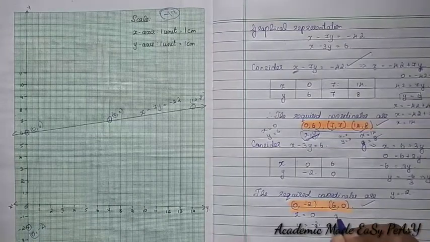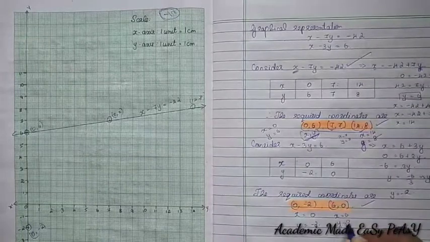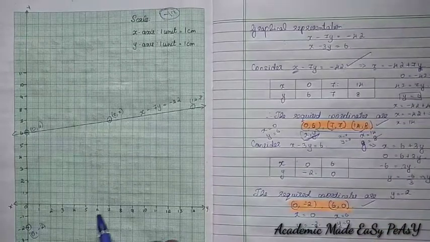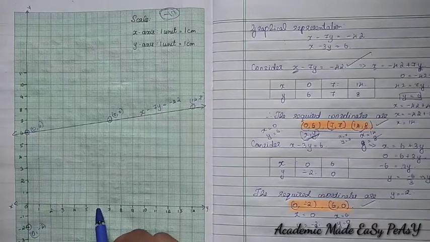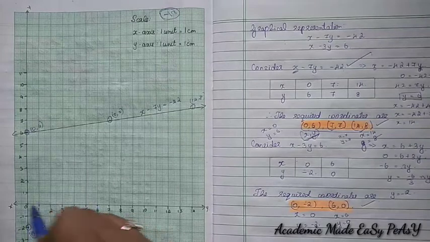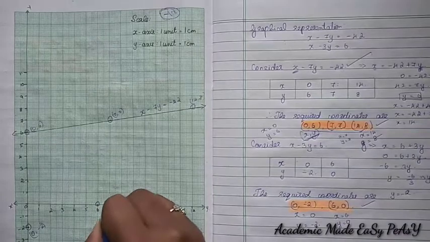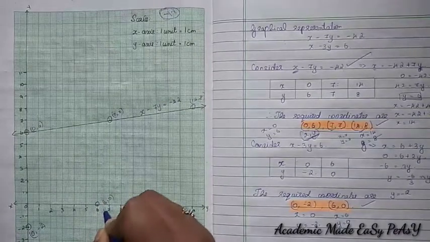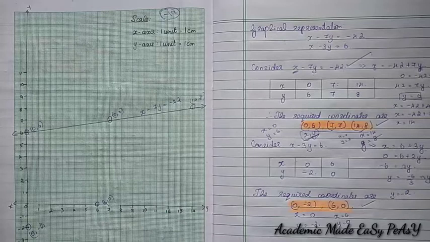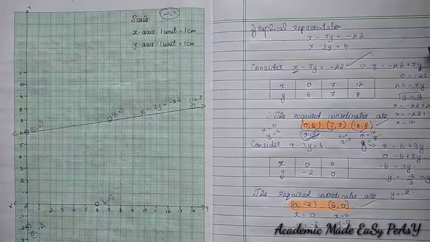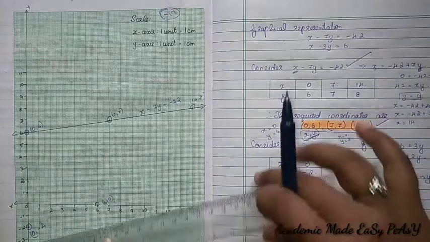This is one point, and next here it is (6, 0). So x is 6 and y is 0. So where is my x? x is 0 over here, x is 6 over here and y is 0 over here only. So I will be marking this point. So (6, 0). Okay, now I will be drawing the line for this equation, that is just joining these two points.